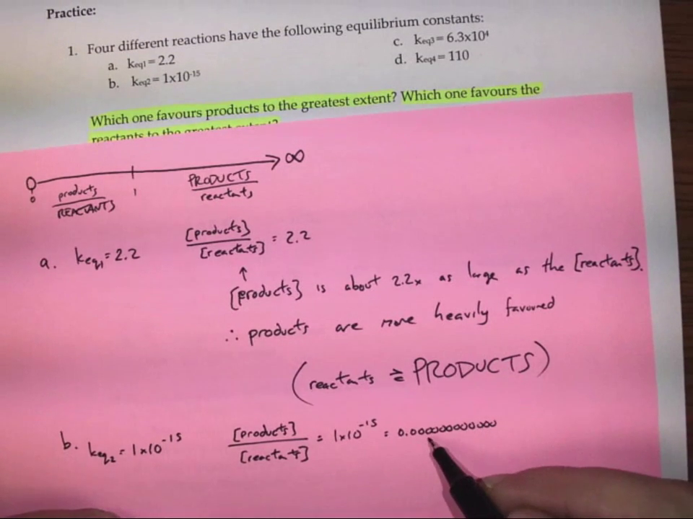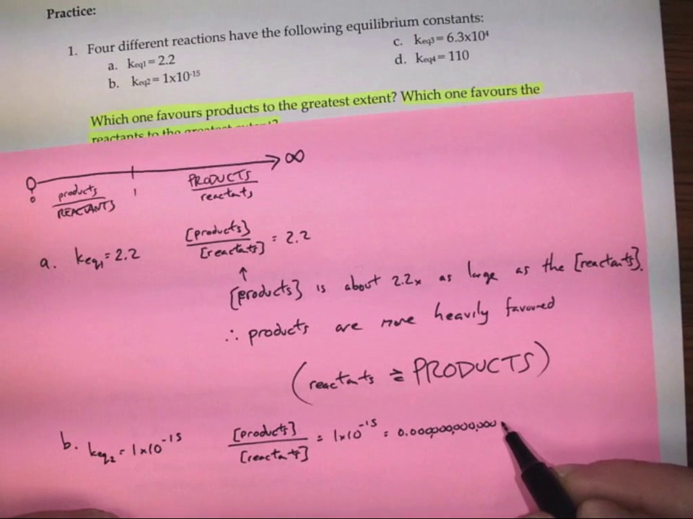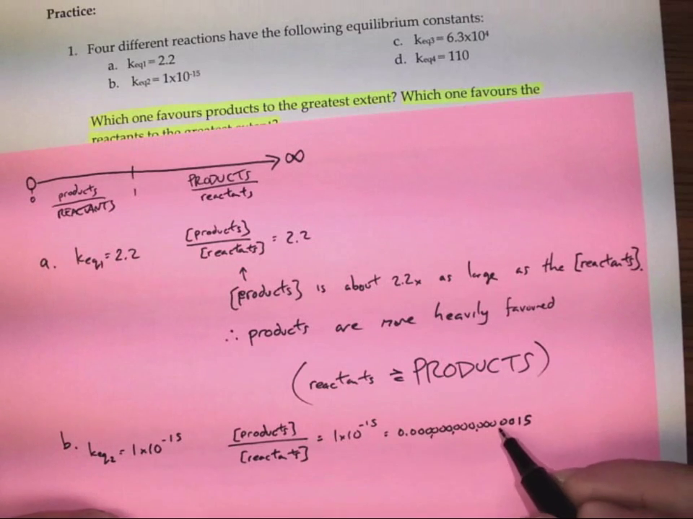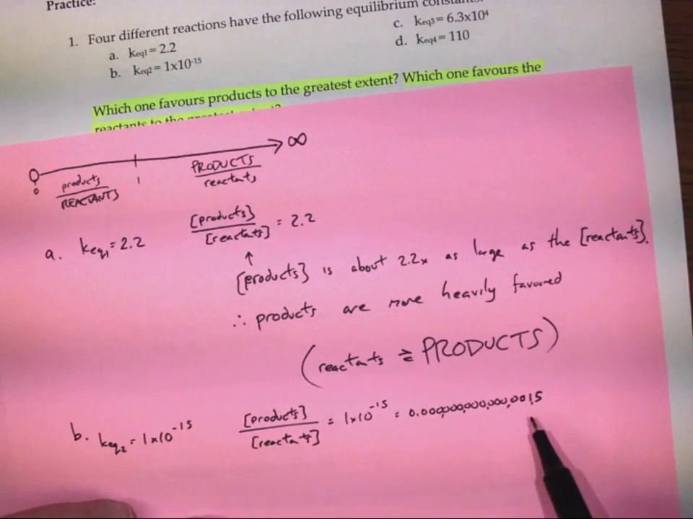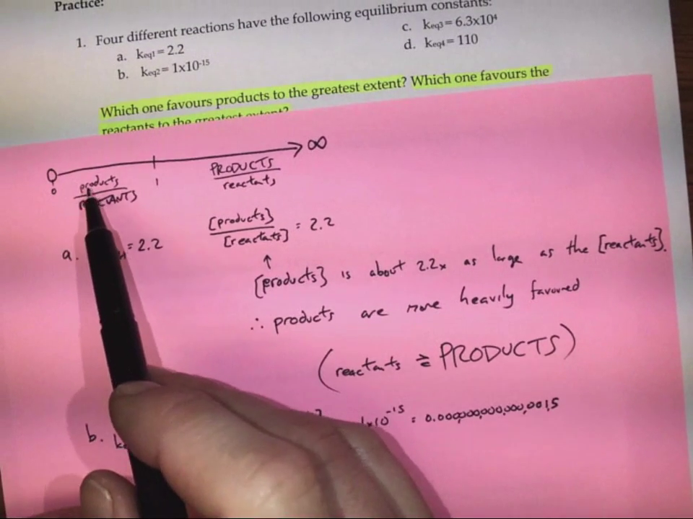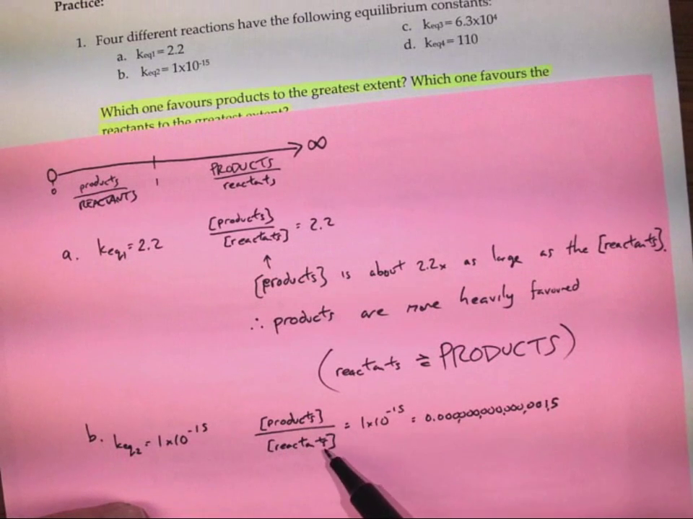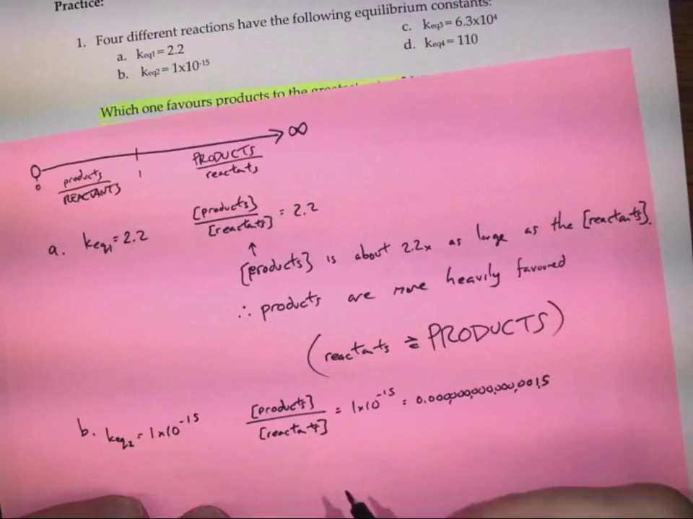0.00000000000000 and so on, 14 places. And that's what this really says. So it's very small. So what that means is that our reactants are a much higher concentration than our products. That's how you get a number smaller than 1. You're dividing by a bigger number than your numerator.